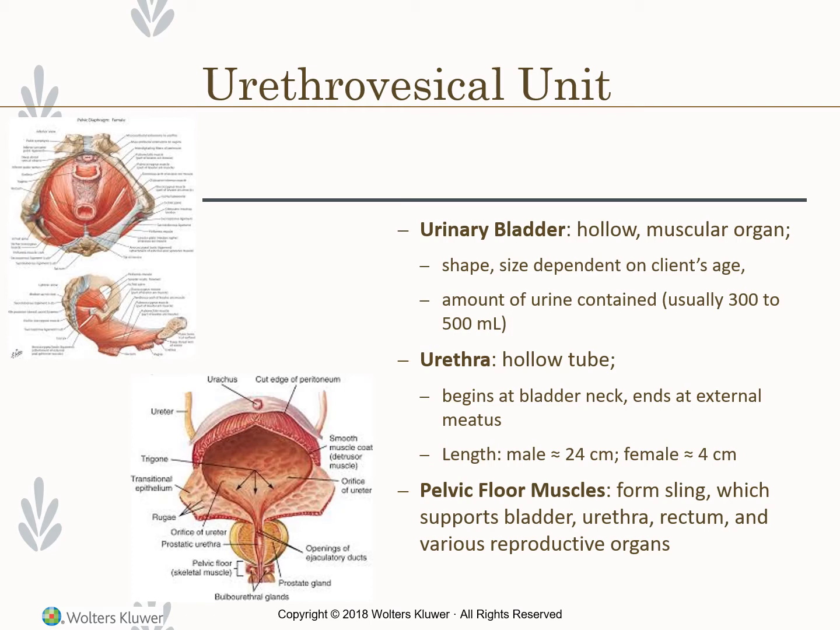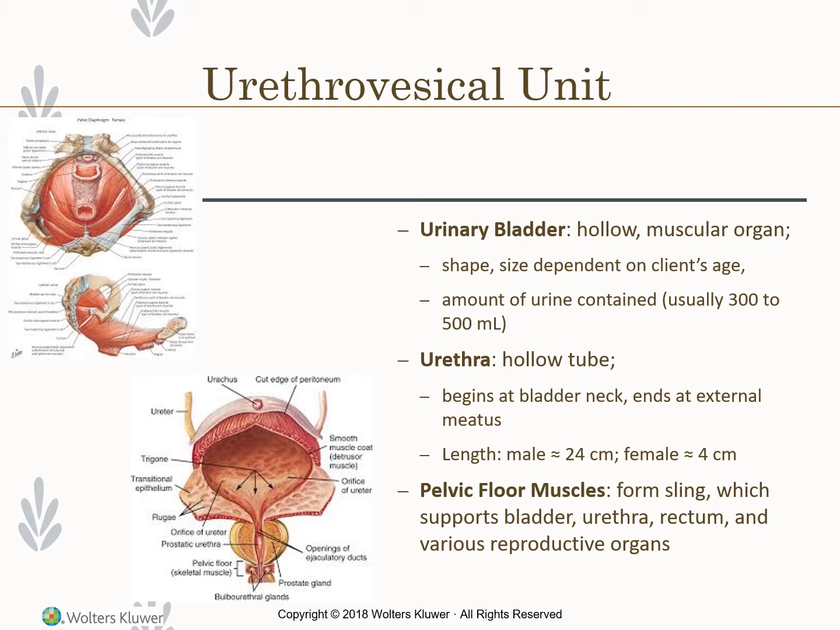The urethra is a hollow tube that begins at the bladder neck and extends to the external meatus. It serves as a conduit during urination and has a sphincter mechanism to prevent urine leakage. The male urethra extends approximately 24 centimeters or 10 inches from the bladder neck through the prostate and the penile shaft to the glans penis.